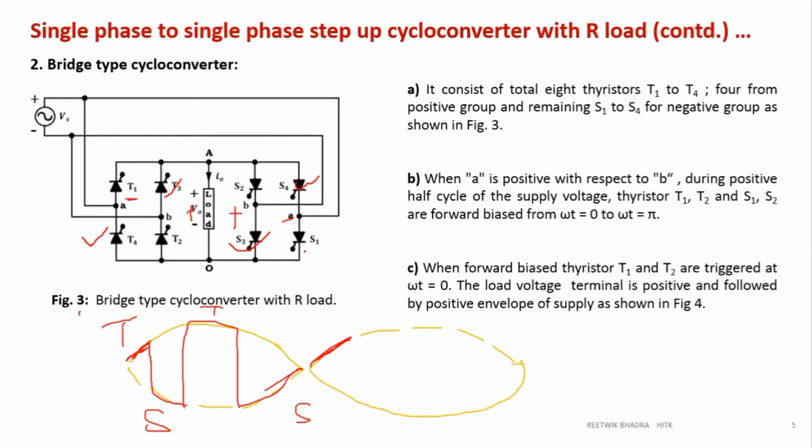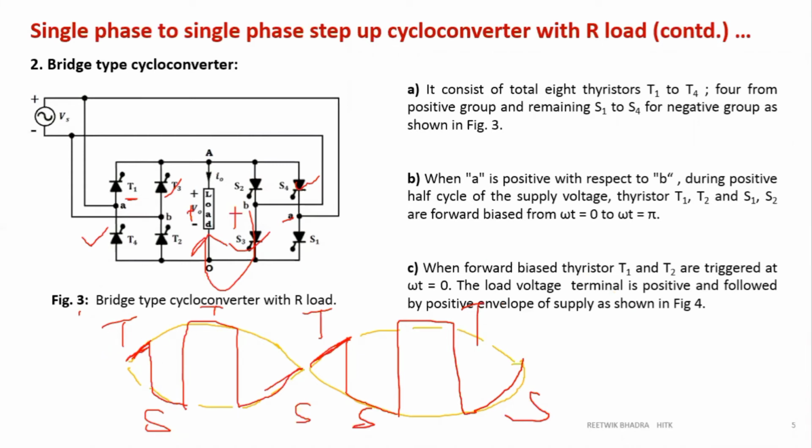Then which should be on? S1, S2. S1, S2 means current will flow in which direction? This direction. Okay, so this will get a negative voltage. So this is T, this is S. Then again T, then S. So T1, T2, S1, S2; T1, T2, S1, S2; T3, T4, S3, S4; T3, T4, S3, S4. So this is how you are getting an output voltage over here.